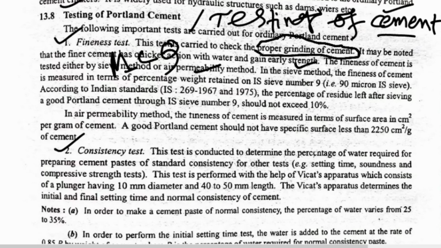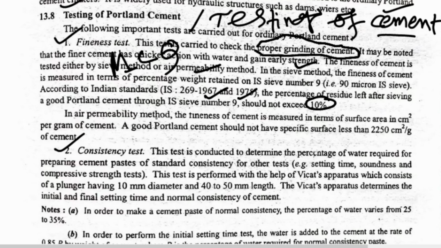In the sieve method, the fineness of cement is measured in terms of percentage weight retained on IS sieve number 9, the 90 micron IS sieve, according to Indian Standard IS 269, 1967 and 1975. The percentage of residue left after sieving a good Portland cement through IS sieve number 9 should not exceed 10%.